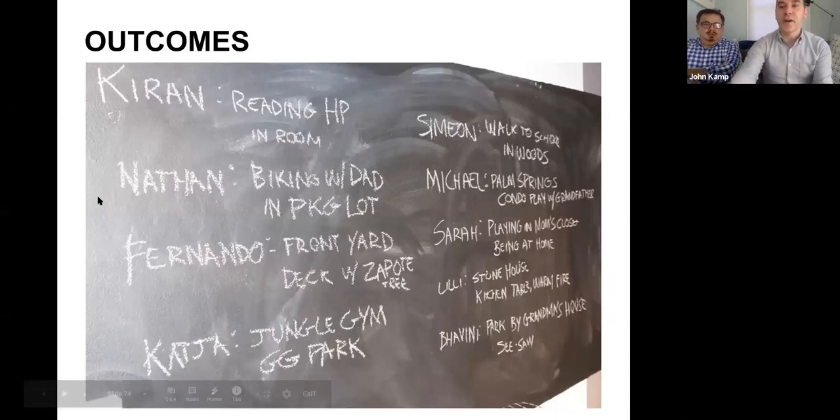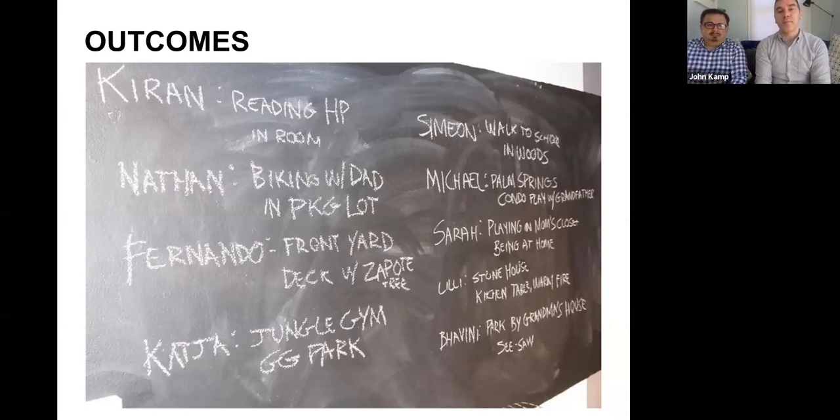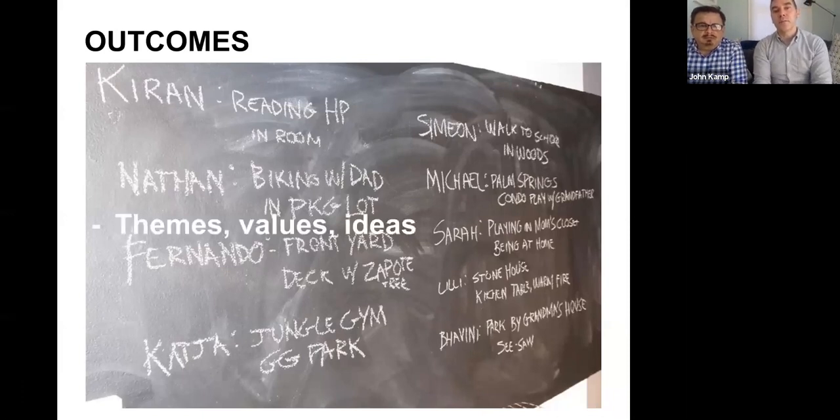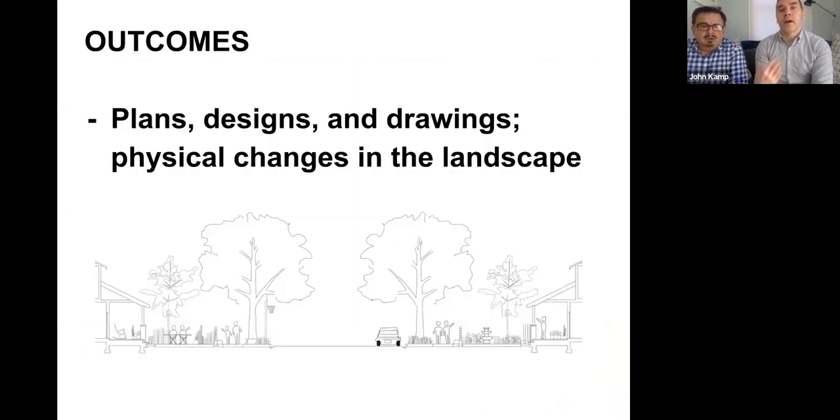Great. So, about outcomes. You've done the workshop, you've had people go through the recurring themes. What are some of the outcomes that you can expect and anticipate? Obviously themes, values, and ideas can come out of this, but you could also have actual plans, drawings, designs, and physical changes in the landscape as a long-term outcome. This drawing is one that I did for a project that James and I did in South Colton in Southern California. It was a street section that ultimately came out of a series of model building workshops that we did with residents down there.